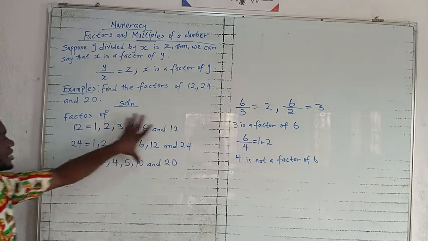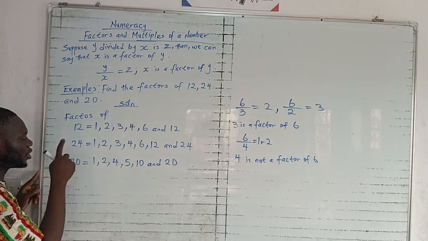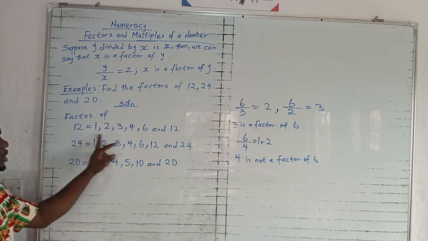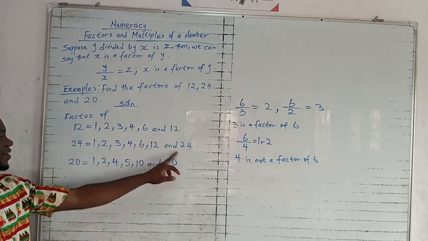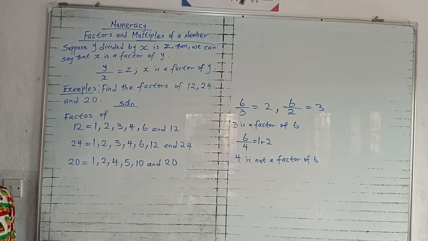So all these numbers listed here are factors of 12, 24, and 20. These are factors of 12, these are factors of 24, these are factors of 20. Alright?